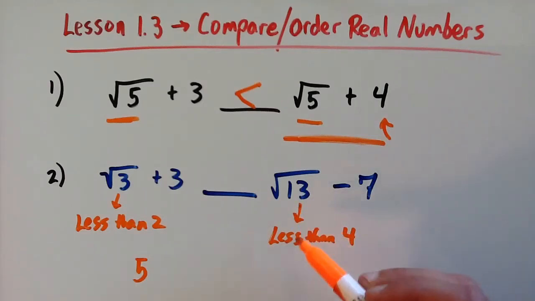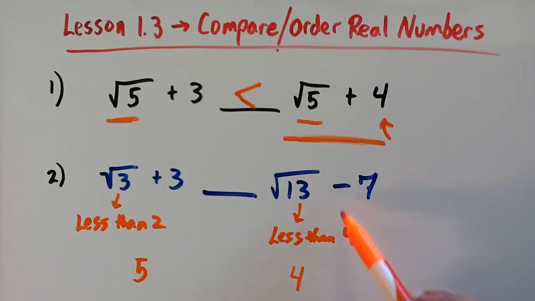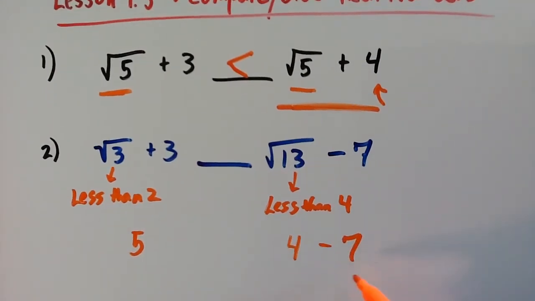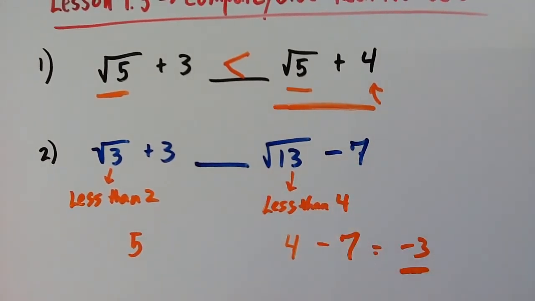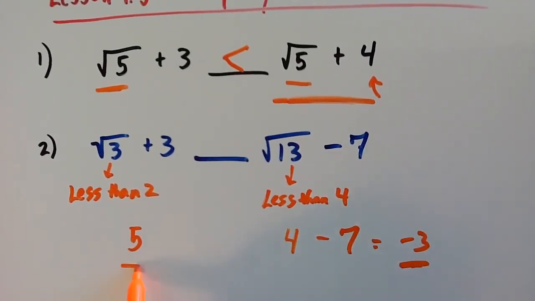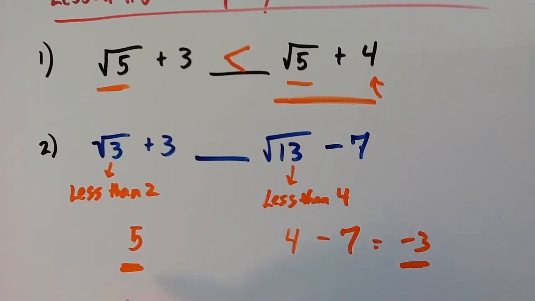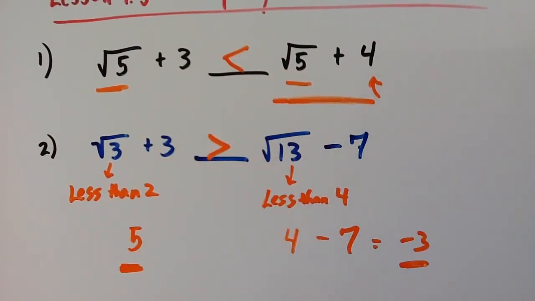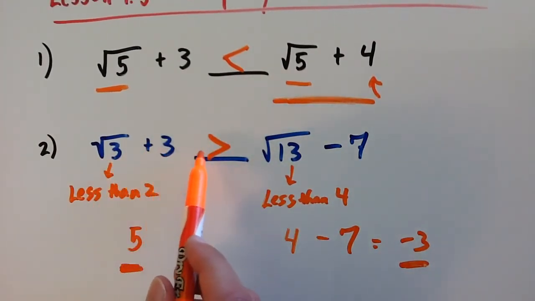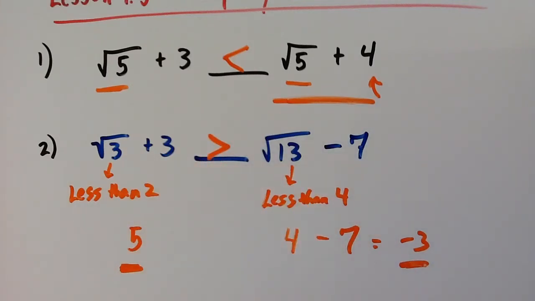Well, if we say that the square root of 13 is 4, which is, again, an over approximation, if this is 4 and we subtract 7, well, 4 minus 7 is going to give us negative 3. So we know that this side is going to be a negative number. This left side's a positive number. And if you compare a positive number and a negative number, well, the positive number is always greater, right? So we would say that the square root of 3 plus 3 is greater than the square root of 13 minus 7.